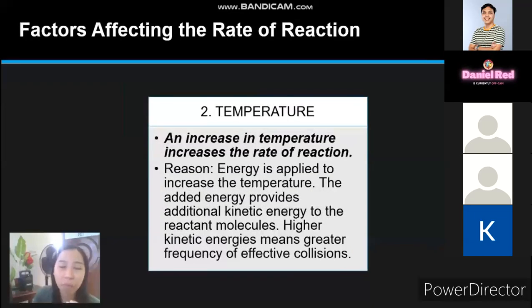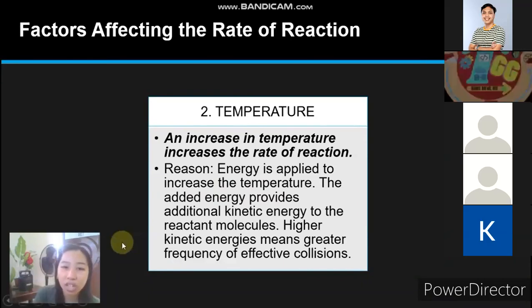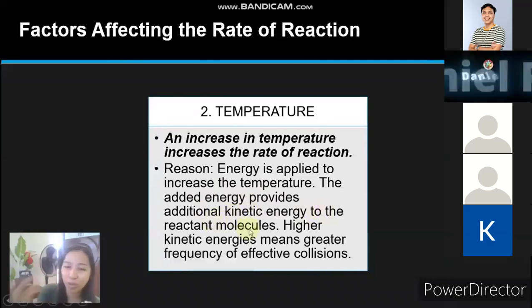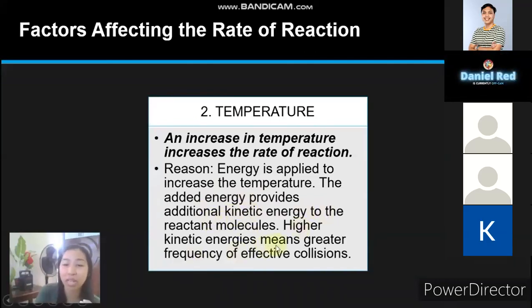Second, temperature. Always remember this rule: increase in temperature, increase in rate of reaction. Syempre, nganong man? Here is the reason. Energy is applied to increase the temperature, right? Pag gina-increase nimo ang temperature, that means taas pa ang heat energy. And this increase in heat energy would increase the kinetic energy of your molecules. So the energy added provides additional kinetic energy to the reactant molecules. Therefore, higher kinetic energies means greater frequency of effective collisions.